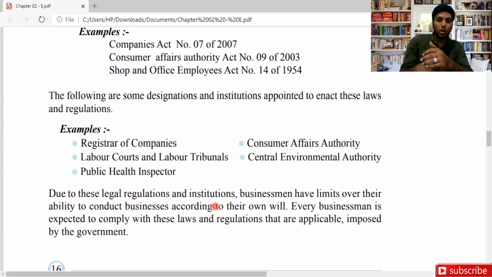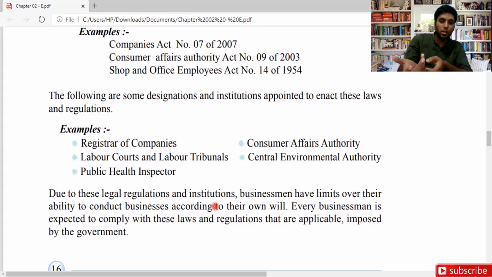Now, why are the legal environment and political environment very important to the business? When you are running the business, you need to know how a government can become a problem to you if you don't pay tax on time. If you don't listen to what the government says, then of course you are in trouble. And again, if you are a food company, you need to know who the public health inspector is. If you are going to start a company, you need to register yourself under the Registrar of Companies.